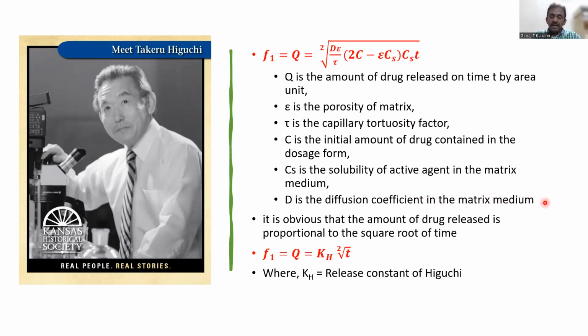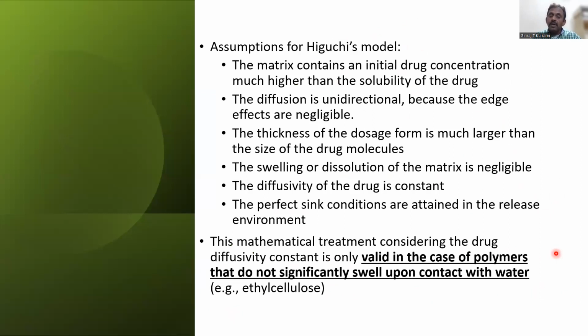So by combining all these things into one constant, Q is equal to KH into square root of T. This is the simplified form of Higuchi's equation. All the other terms except T are put into one constant, and this KH is called the release constant of Higuchi.